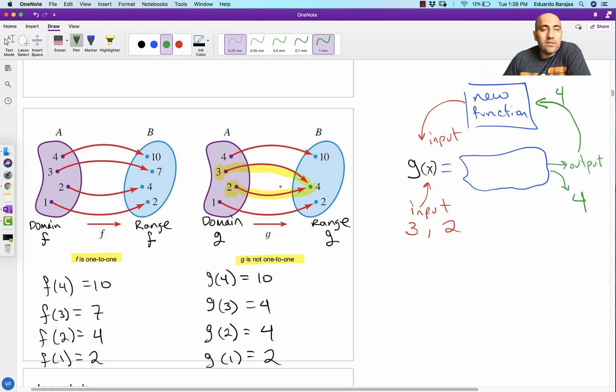We say all that by simply stating that g is not a one-to-one function. When something is not a one-to-one function, it cannot have an inverse. So g of x is not one-to-one.